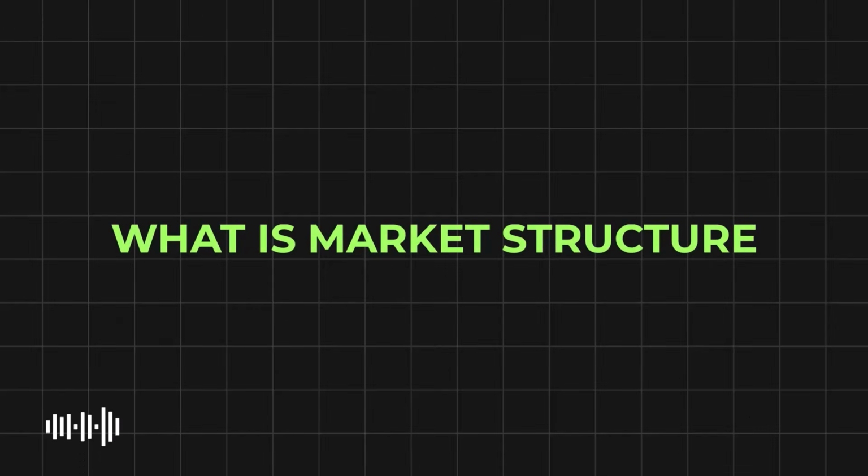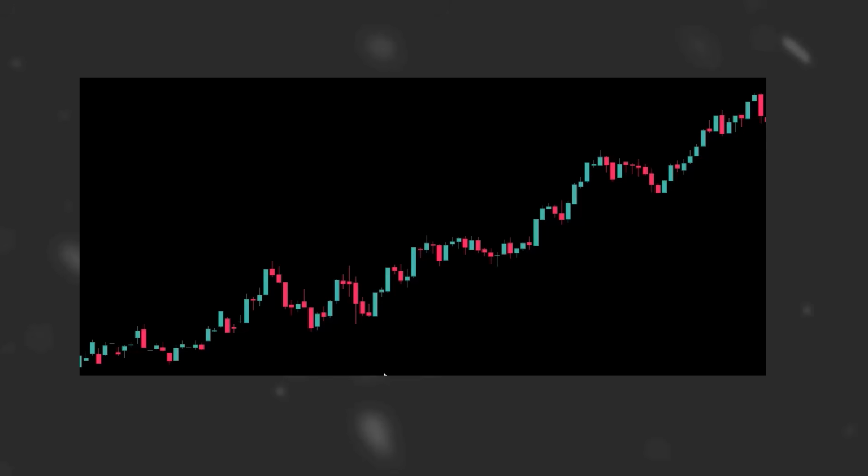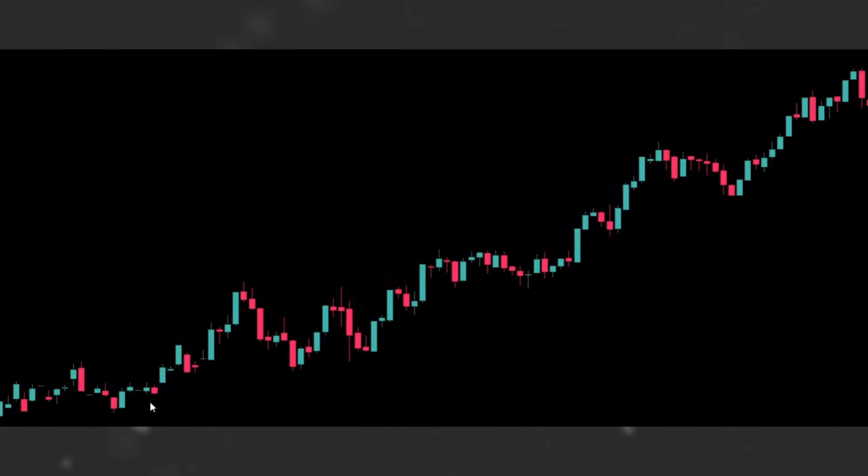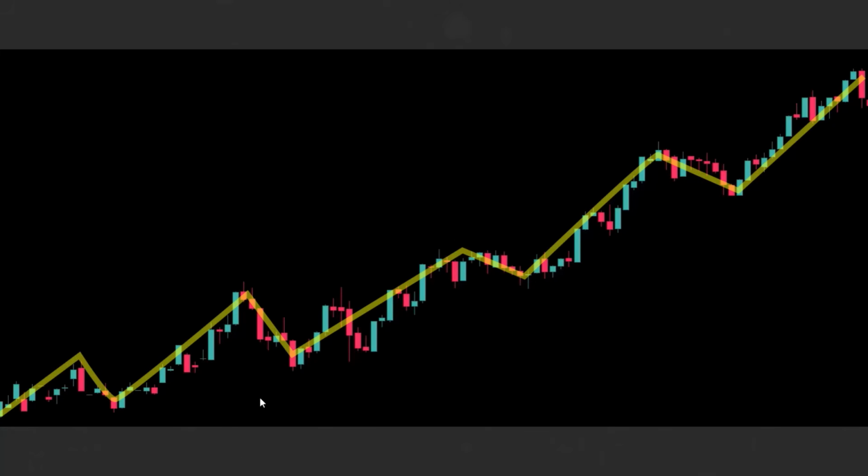What is market structure? Before we talk about RSI, we need to understand one simple idea: market structure. When traders look at a price chart, the first thing they check is the sequence of highs and lows. In an uptrend, price usually follows a clear pattern: a high, then a pullback that creates a higher low, then another push upward that creates a higher high. So the structure becomes higher high, higher low, higher high. This is what a bullish trend looks like.